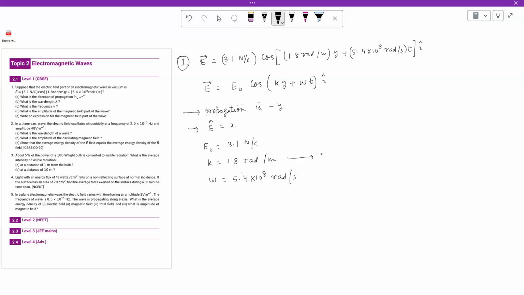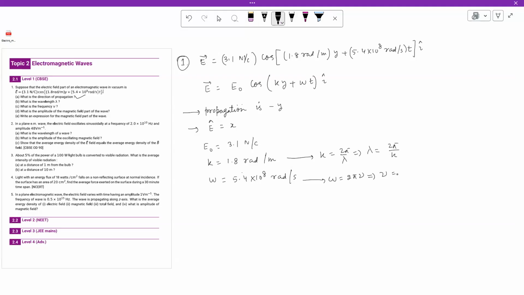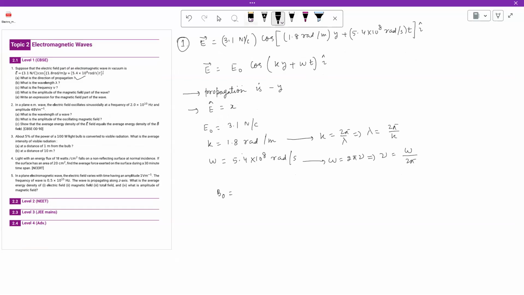So from this we calculate what is lambda. And then omega is 2 pi nu or 2 pi by T, so nu is omega by 2 pi. So these are the things. What is the frequency? Now, what is the amplitude of the magnetic field part of the wave? So the amplitude of the magnetic field. We know that.